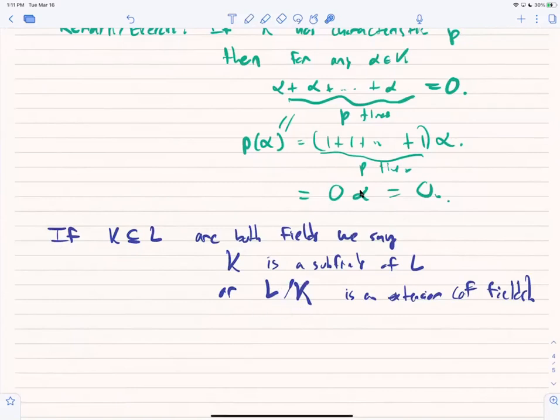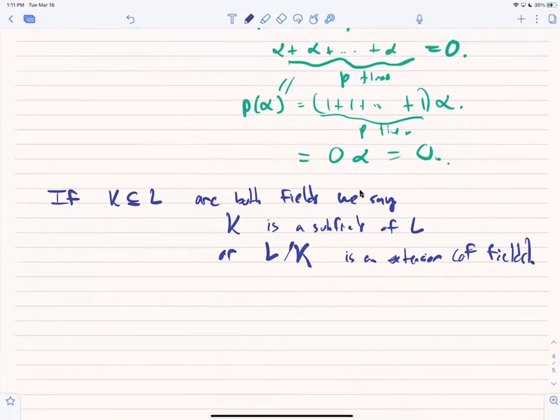So it's just a notational and conceptual thing, but it's very useful notation in the sense that it forces your brain to adopt a perspective that is more useful for a lot of problems in field theory. Okay, and so that's what a field extension is.